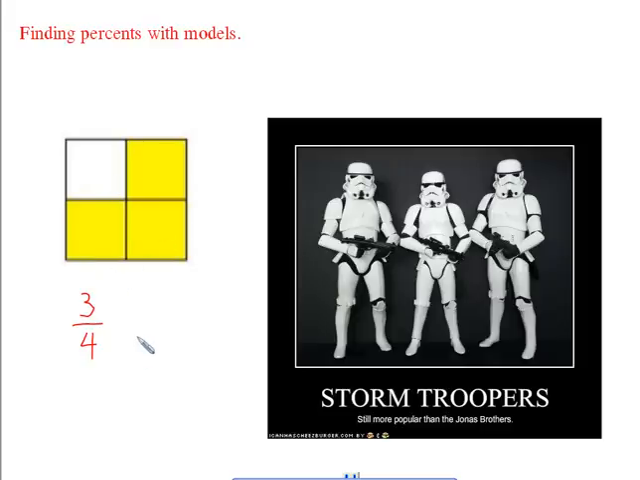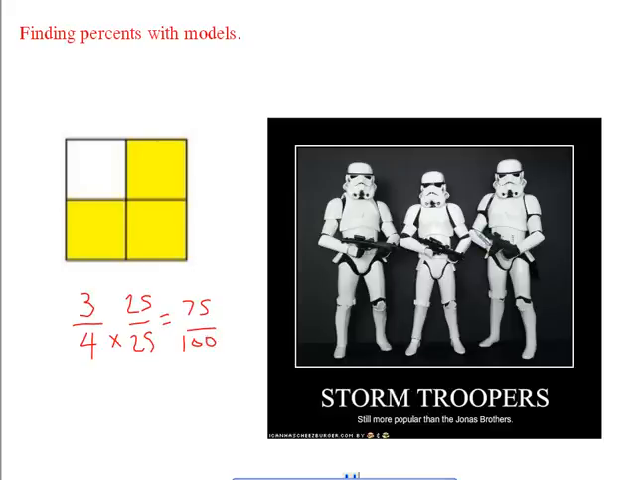So if I wanted to figure out what the actual ratio or what the actual percent is going to be, all I'm going to do is change this to 100. The way I do that is I multiply the bottom here times 25, and the top by the same thing, times 25. So here this is going to be 75% as a ratio.